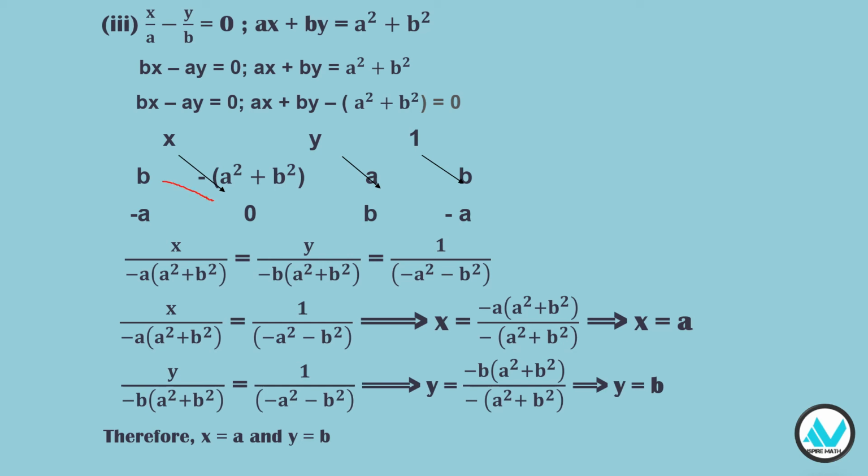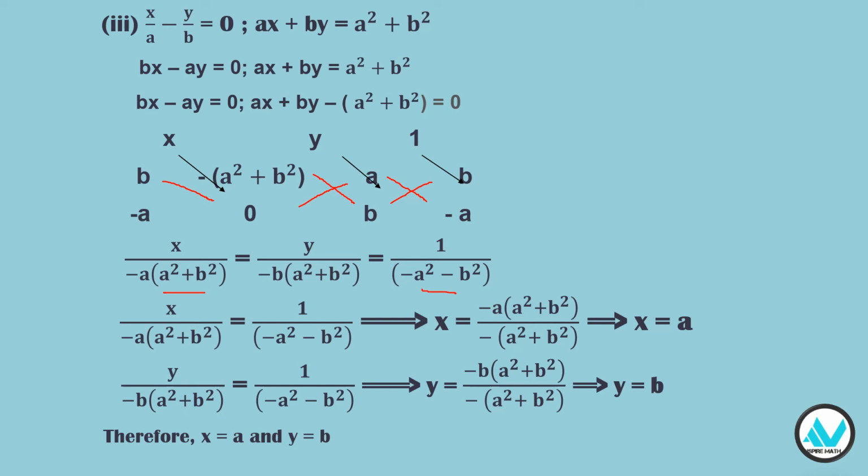B into 0 gives me 0, which I have not written here. Minus into minus gives me plus, so the minus is already there, so I'm putting the minus there. A into a square plus b square is also written over here, equal to y by. I'm just going to cross multiply these two, so minus of b into a square plus b square. Minus a into 0, anyway I don't need because it becomes 0. 1 by minus a into a gives me minus a square, minus in my formula b into b gives me b square, so minus a square minus b square.